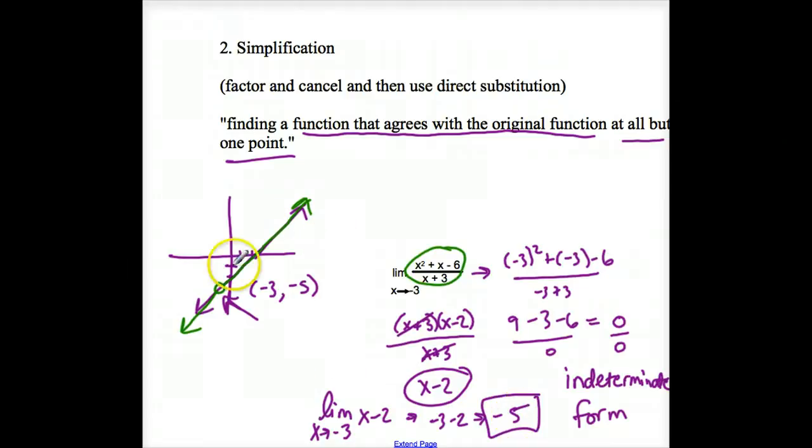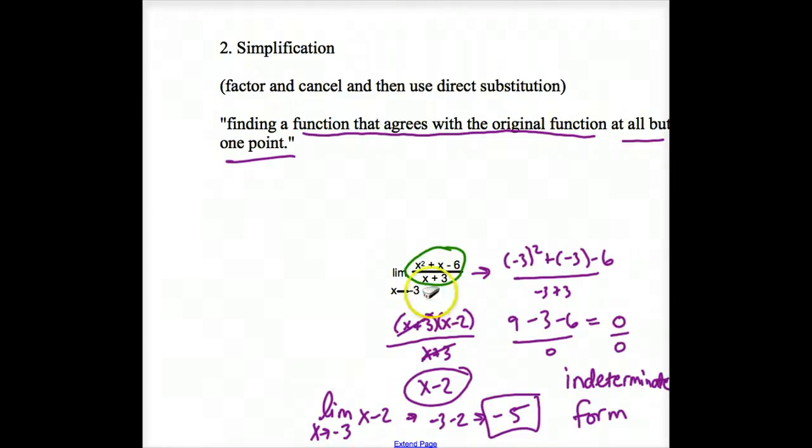Because remember, a limit exists as long as the two sides of that graph are approaching the same y value as x approaches negative 3, which I didn't draw in a very good place. Graph paper would have been more helpful. So the limit of this equals negative 5, and if you didn't have a graph to look at, analytically you factor, cancel, and then evaluate using direct substitution the new function that you found. That will give you the actual limit of the original function.